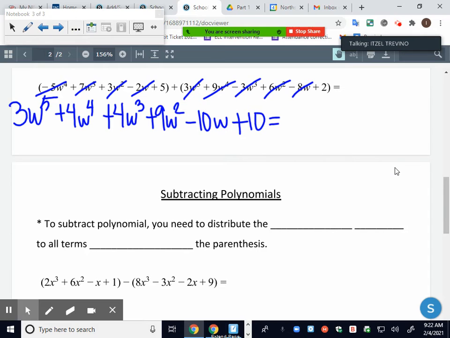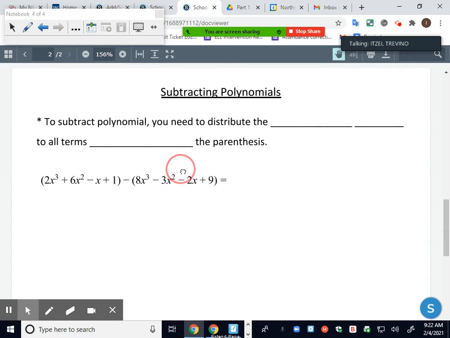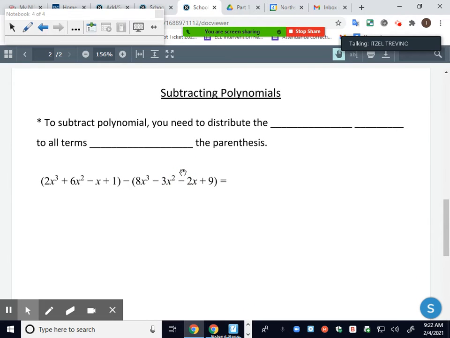Okay? So, let's go into subtracting. Subtracting a little bit more. So, when we're subtracting our polynomial sets, got a whole bunch of parentheses with a whole bunch of numbers, we need to make sure we distribute my negative, my subtraction sign. Okay, to subtract polynomials, we need to distribute the subtraction or the negative.